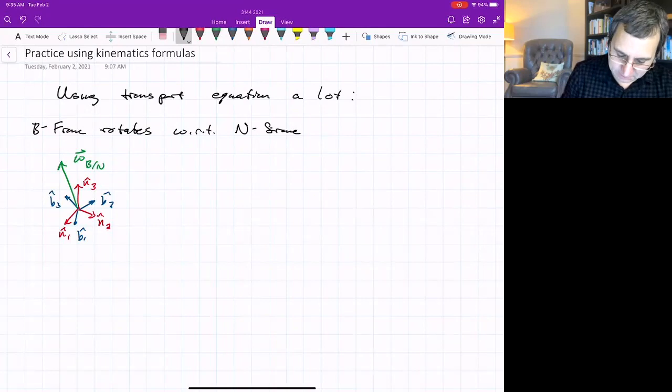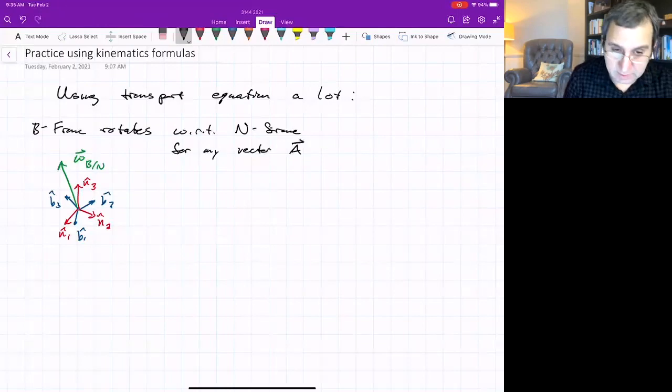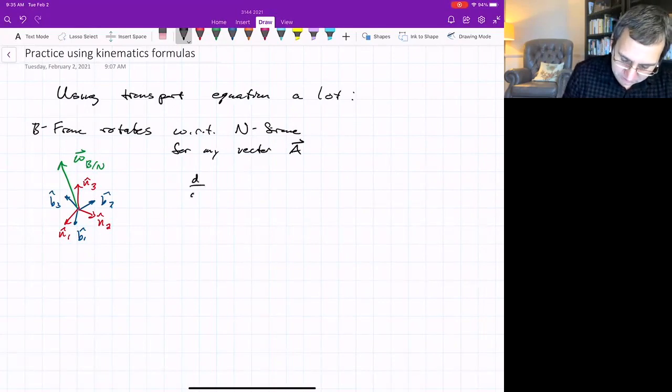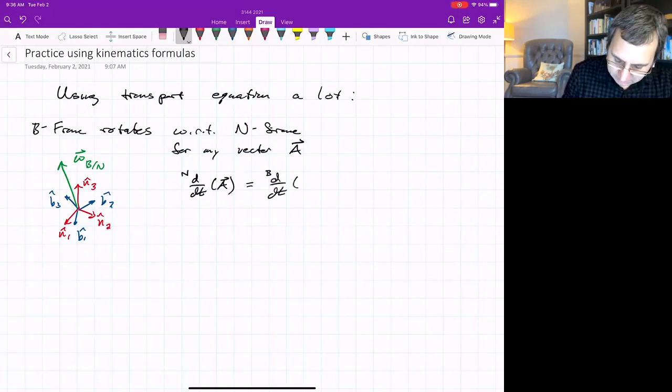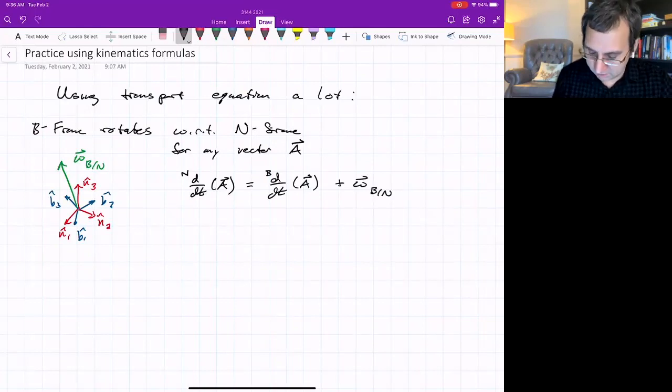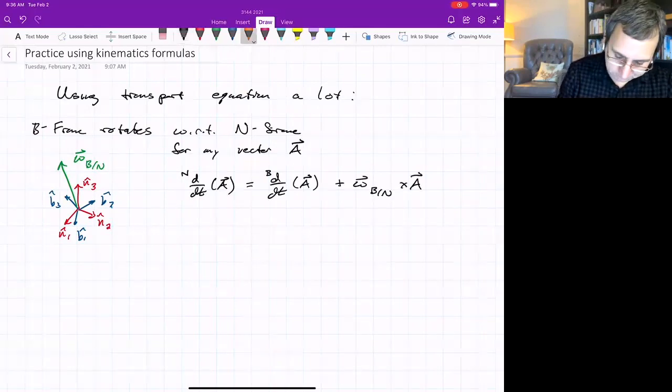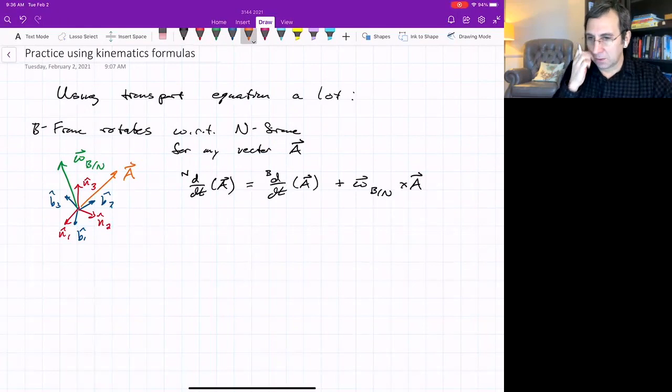Then for any vector A, it doesn't have to be a position or velocity, any vector A that we're gonna deal with, the derivative of A with respect to the N frame is going to be the derivative of A with respect to the B frame plus the part that's due to just rotation. So omega, the angular velocity of B with respect to N, cross A. Here's for completeness, there's a vector A. All right, so let's try this out.